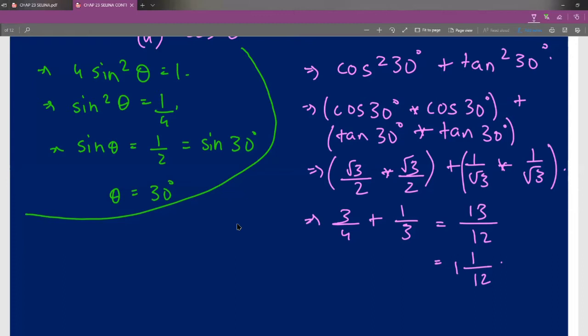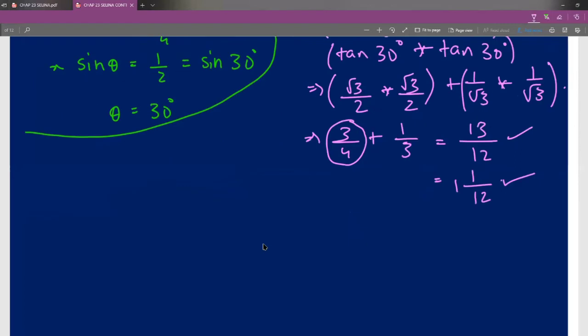So therefore root 3 upon 2 into root 3 upon 2 can be written as 3 upon 4, and 1 upon root 3 into 1 upon root 3 can be written as 1 upon 3. And there's an addition symbol in between, so therefore 3 upon 4 plus 1 upon 3 can be written as 13 upon 12. And in the mixed fraction form, it can be written as 1 and 1 upon 12. So you could write this as an improper fraction, or as a mixed fraction. It is according to your preference.